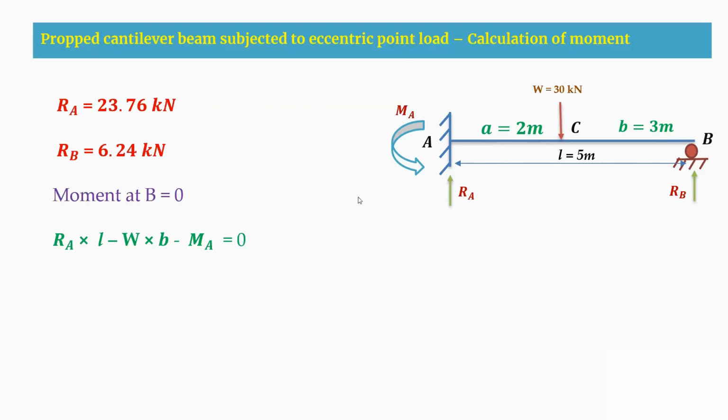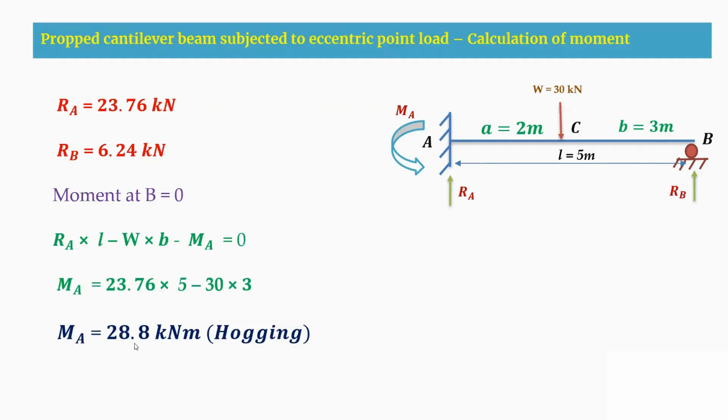By solving the above and substituting the values of RA, L and B, I simplified the above term and got MA to be 28.8 kilonewton meter, which is in hogging nature. As we got a positive value, the sign convention I am representing for MA is the same. If I got a negative value, then I would have to change this direction to clockwise. As it is in this hogging direction, I am representing in the bracket that MA is in the hogging nature. So this is how we calculated the moment.